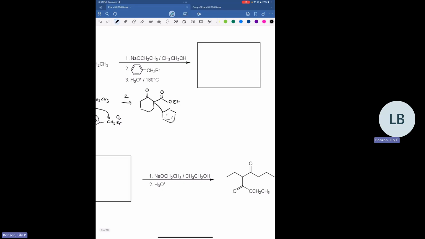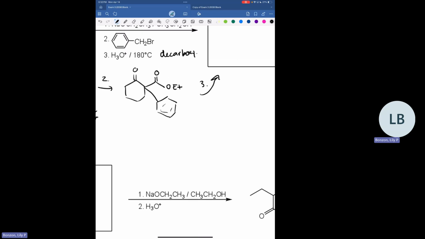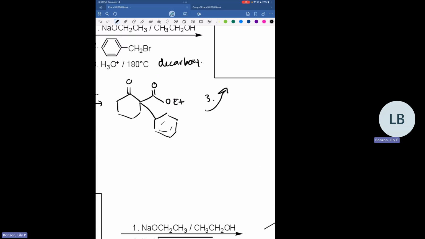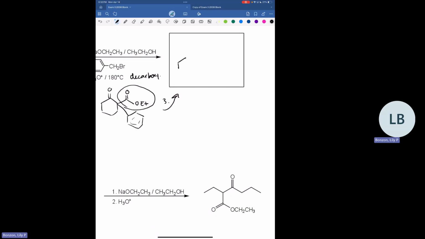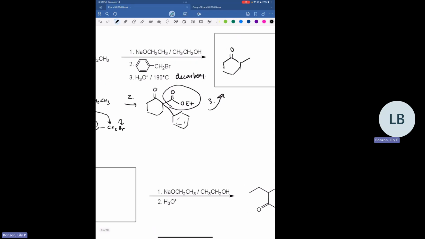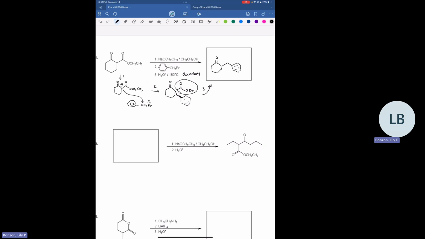And then for step 3, this is the decarboxylation reaction. So what happens is there's this whole kind of concerted mechanism, but basically we're just going to cut this whole ester off, including the carbonyl. That whole thing will leave as carbon dioxide. So that gives us our ketone and that alkyl group added on.